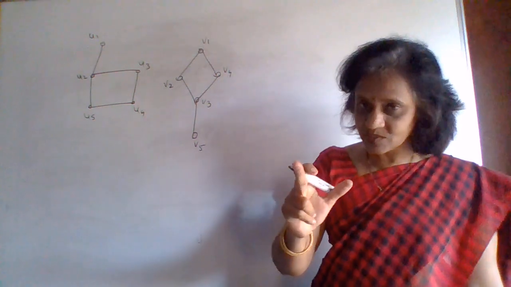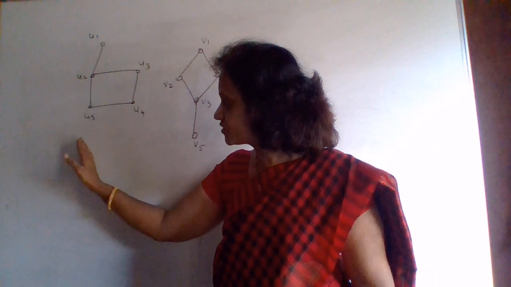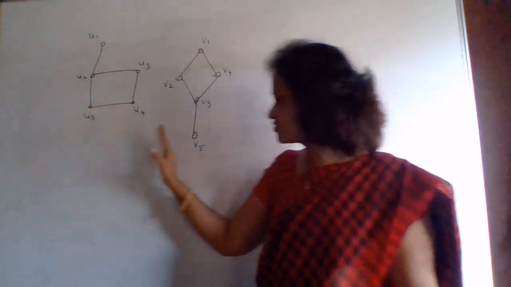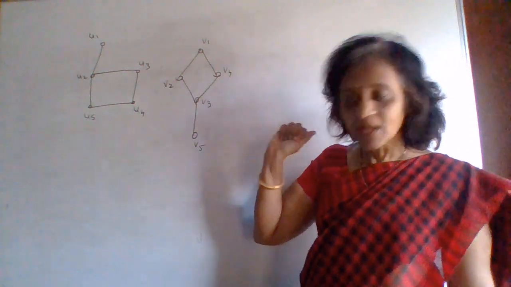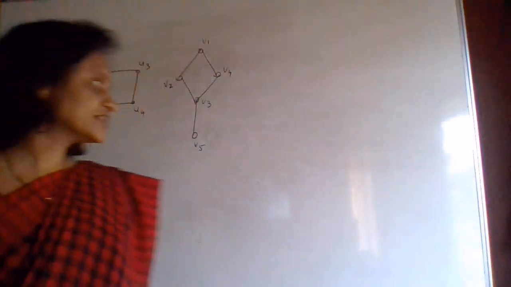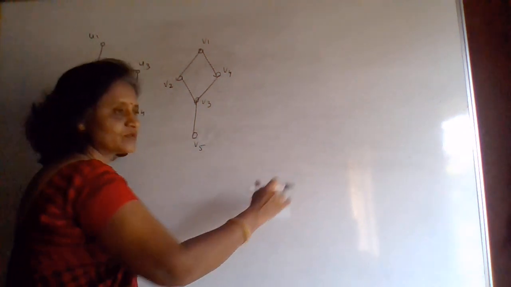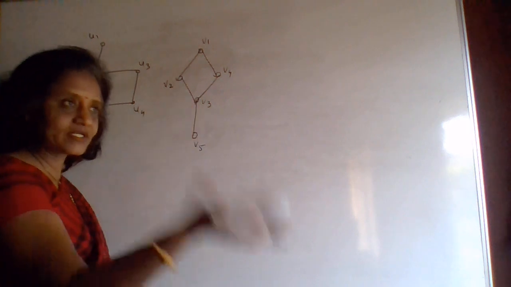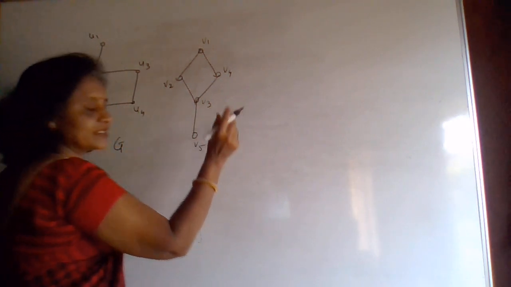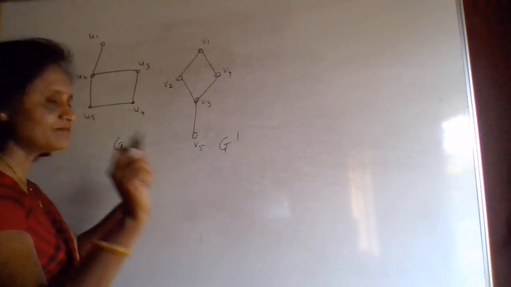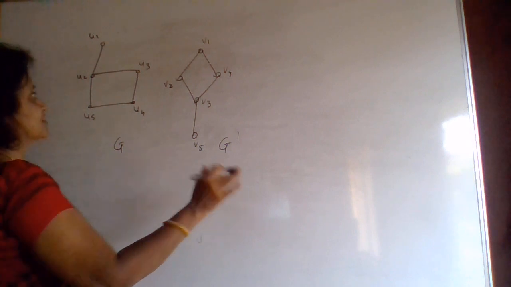How should the function be? The function must be bijective, and for the second condition, whenever there is an edge between u and v, there must be an edge between f(u) and f(v). So you have to construct such a function. How will you construct such a function? See properly. You understood the meaning of isomorphic, that is both the graphs are almost identical graphs. So whatever properties this graph has, all properties must be there with this graph.